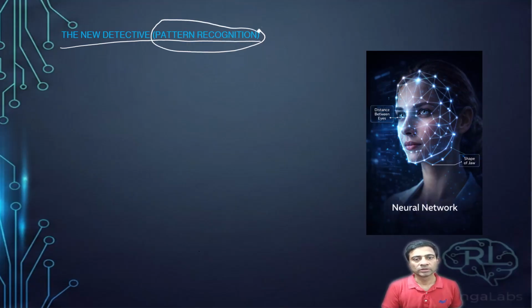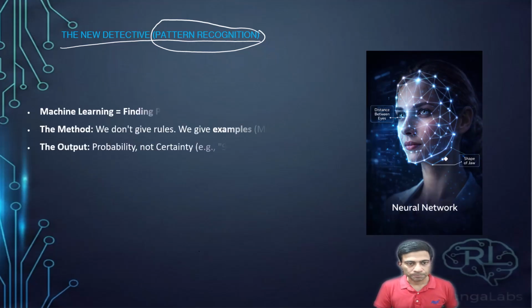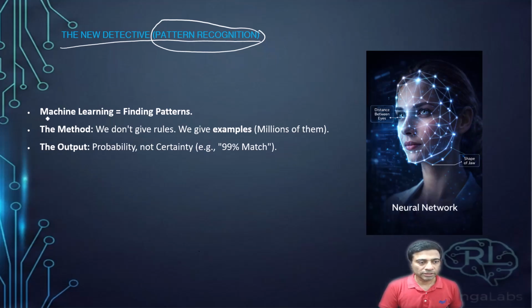So what is machine learning going to do? It is going to understand the pattern of the face. If you see the shape of the jaw, you give hundreds and hundreds of photographs of the same person, it will create its own image of that person in the database to recognize the face, okay. Machine learning is finding patterns.